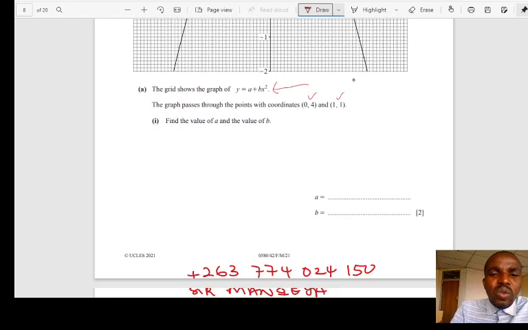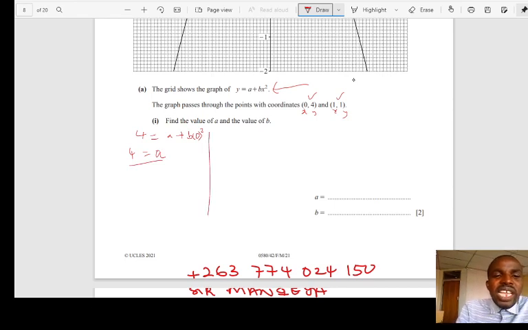So the first one is x and y, remember? It's always x, y coordinates. So x is equal to 0, y is equal to 4. Where there is y, you put 4. Where there is x, you put 0. b times 0 squared. Then from this one, you get a is equal to 4.